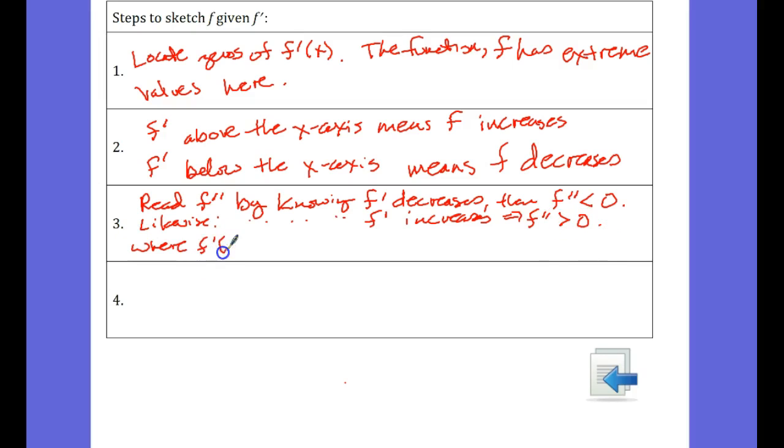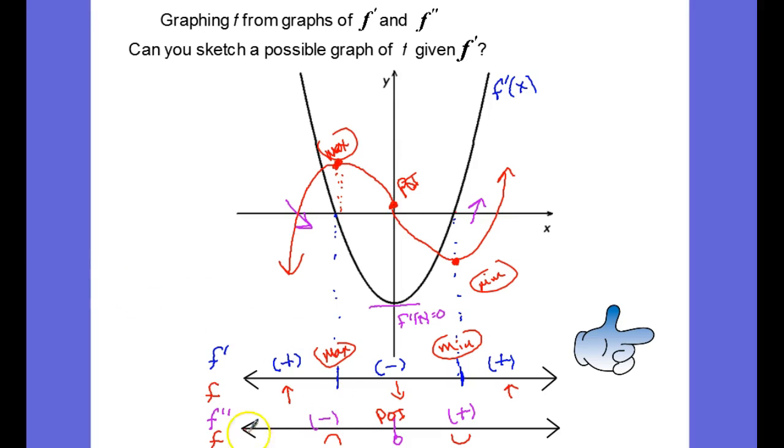Now, where f prime of x has a 0 slope, f of x may have a point of inflection. How do I know for sure? Well, I'm going to see the concavity change across that point. If the concavity doesn't change across that point, then there'll be no point of inflection. So the point of inflection will only occur once we interpret f double prime for the original function to determine concavity.